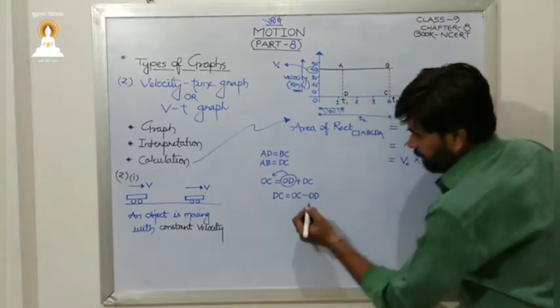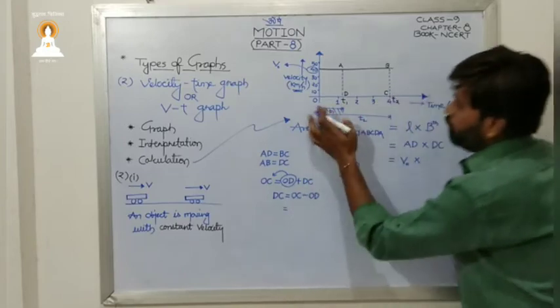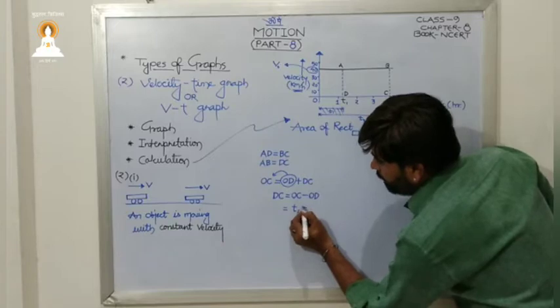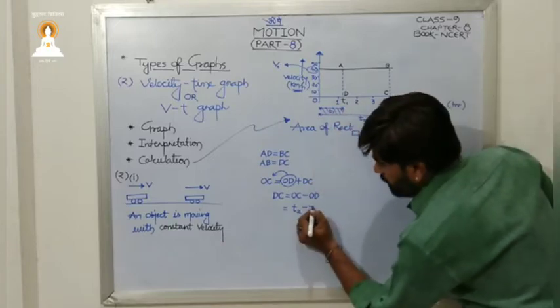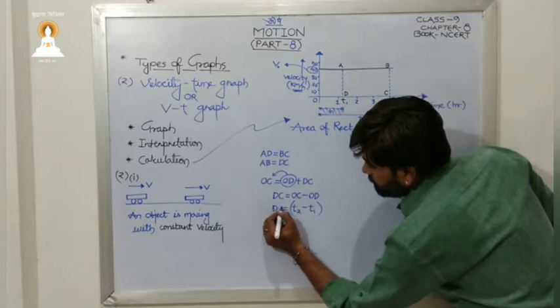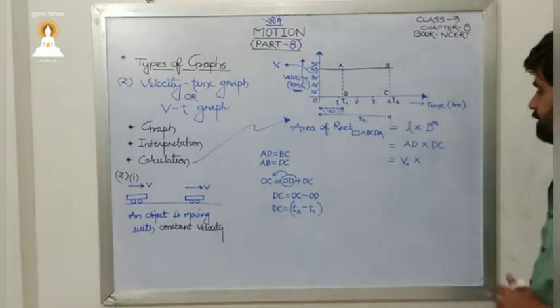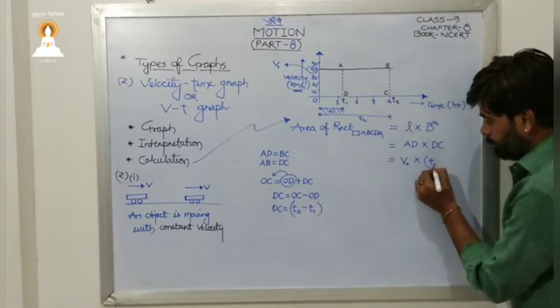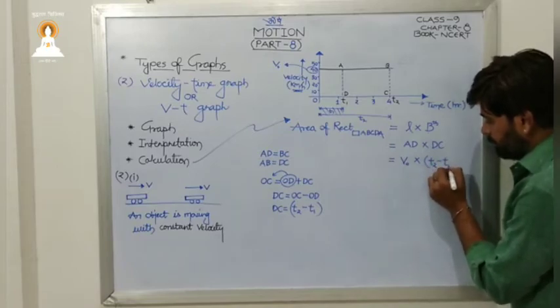Yes, analyze this situation. OC is how much? Now OC is nothing but T2, and OD is how much? T1. Okay, so we got DC. Yes, and the DC is nothing but T2 minus T1. So we may directly put it here. That is T2 minus T1.